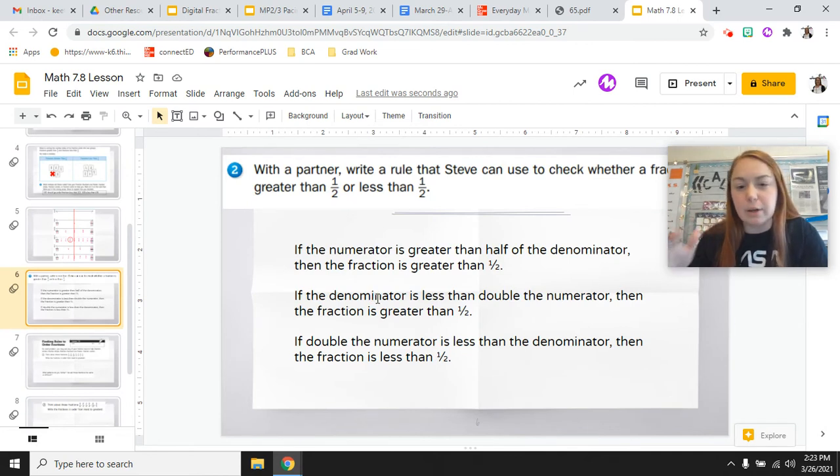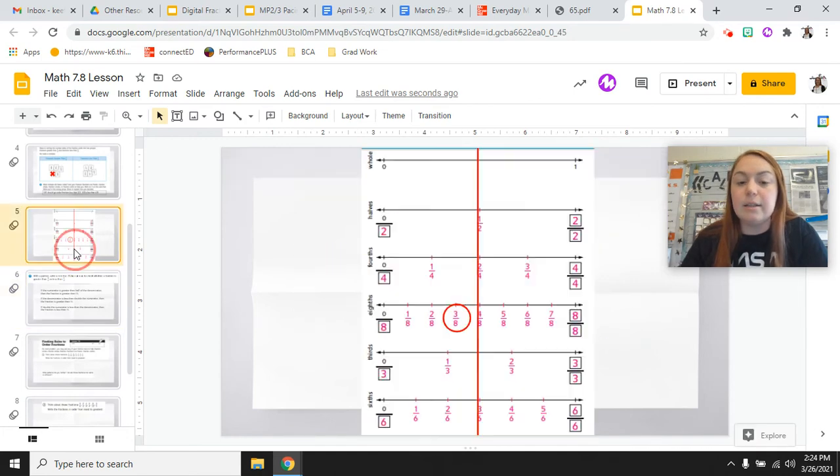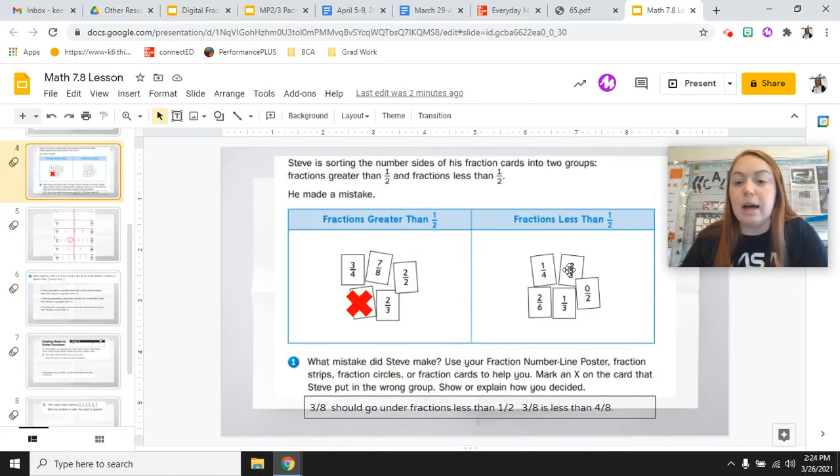Okay, that one can be a little confusing. If double the numerator is less than the denominator, then the fraction is less than 1/2. So for that one, it says if double the numerator is less than the denominator. So let's look at an example. Double the numerator is less than the denominator.